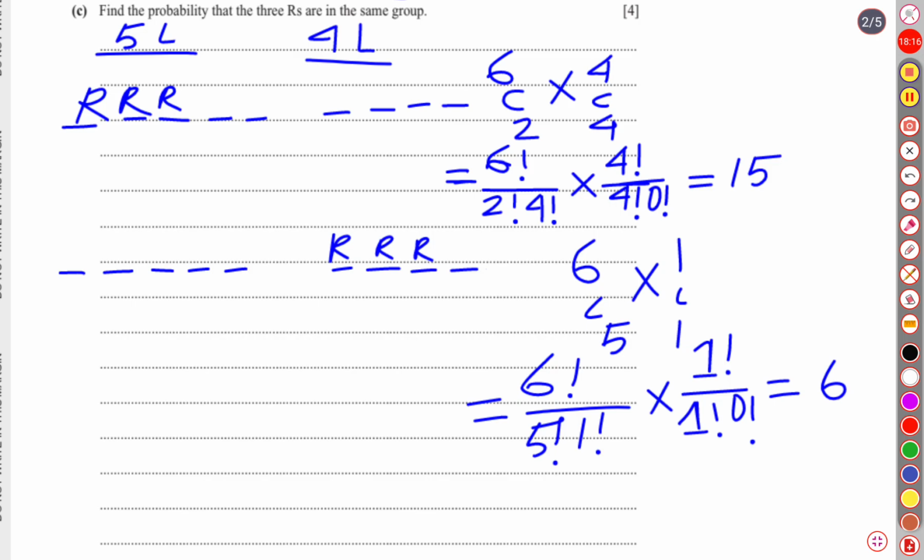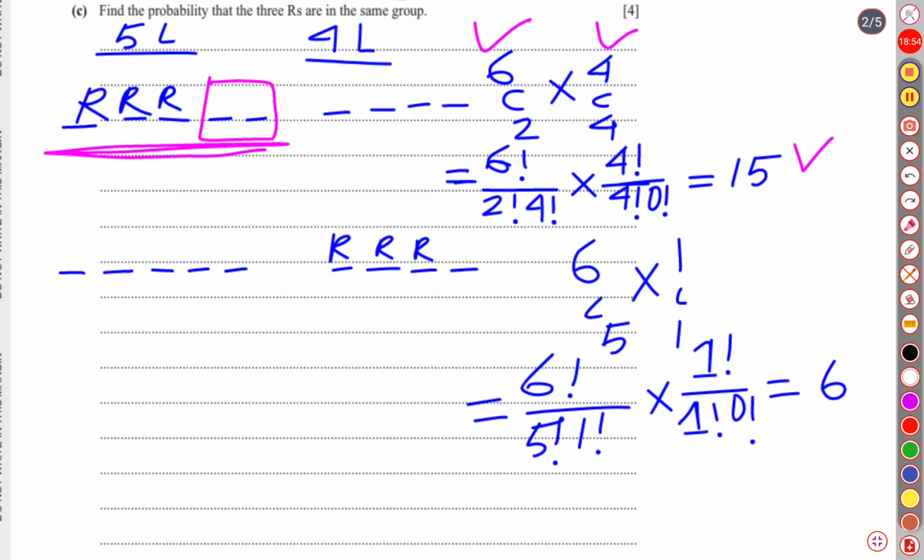And I think you have understood, if all R's are in the first group, then there remain only 2. These two should be chosen from the remaining ones. That's why we have written 6 choose 2. And for 4 letters, there is no more specification. There remain already 3 R's and 2 letters. 5 have been chosen, so there remain 4. Out of 4, we will have to pick also 4. So 4 choose 4, and ultimately we have got that there are 15 ways to select these two groups.